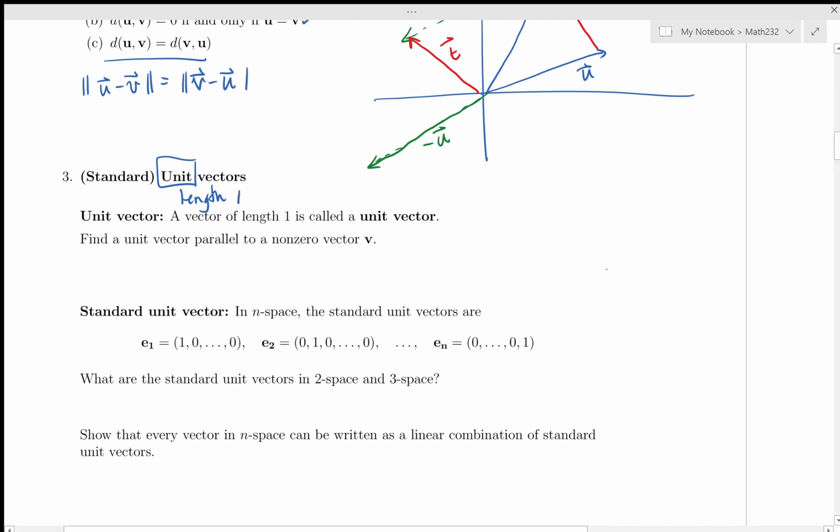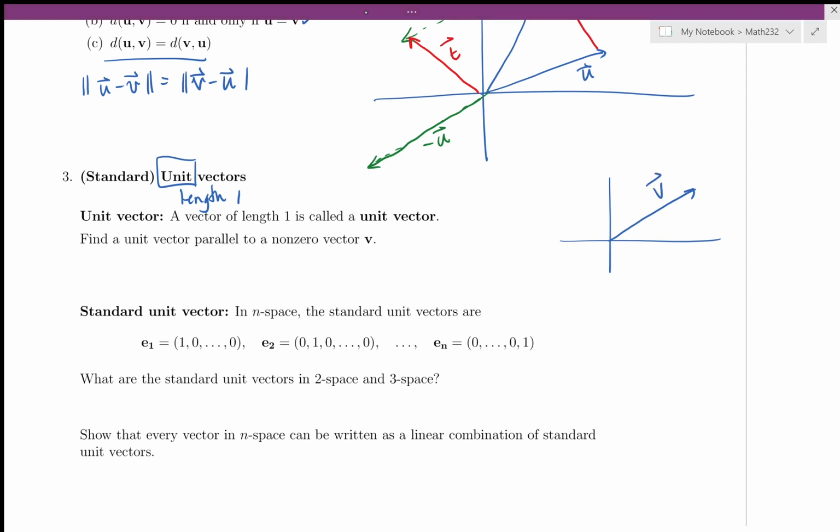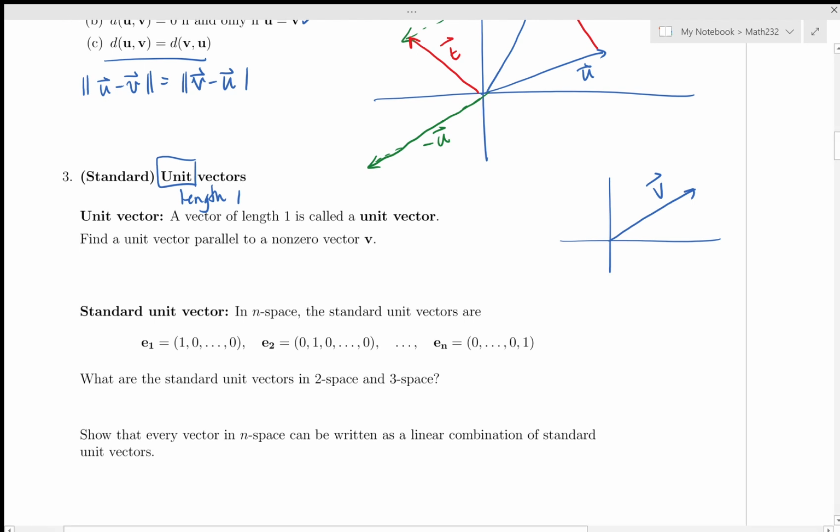The little picture here, you'll see as we go through these things, I'm big on seeing what's going on. So here's some vector v. There it is. And we want to find a unit vector parallel to that. So what we're looking for is a vector parallel, like that, that is of length 1. So this distance here is to be 1, and we're going to call that u. That is going to be the unit vector parallel to the non-zero vector v.